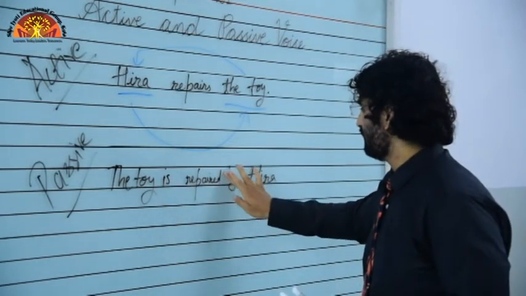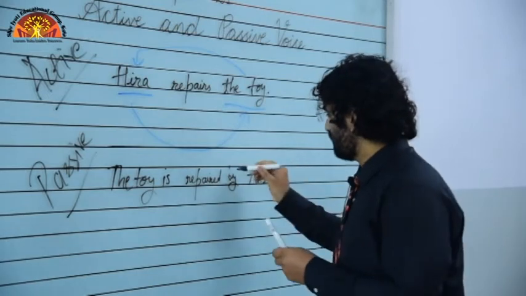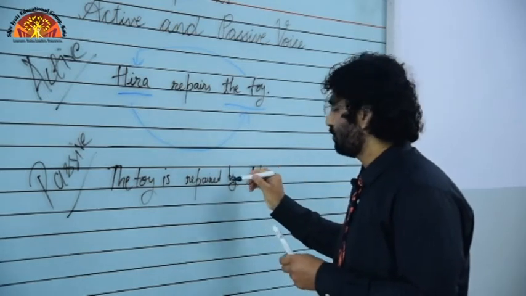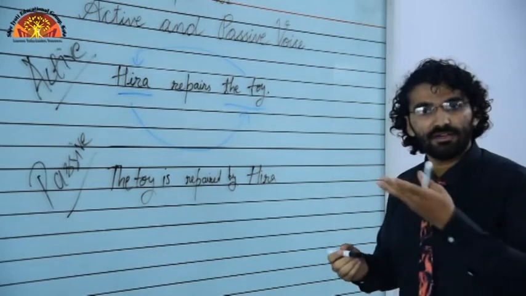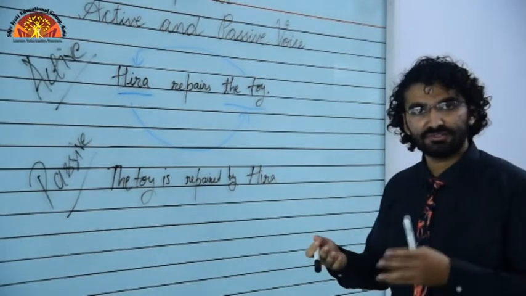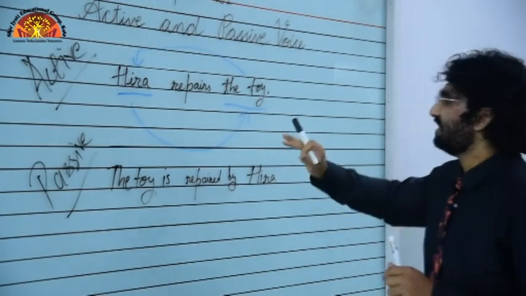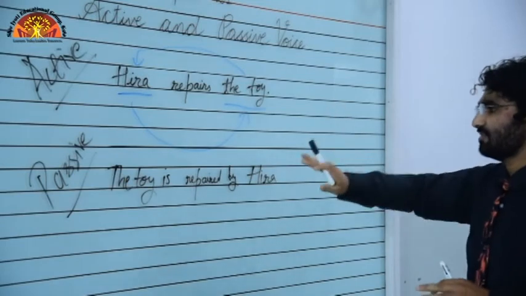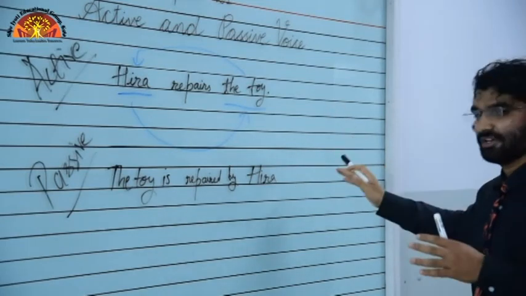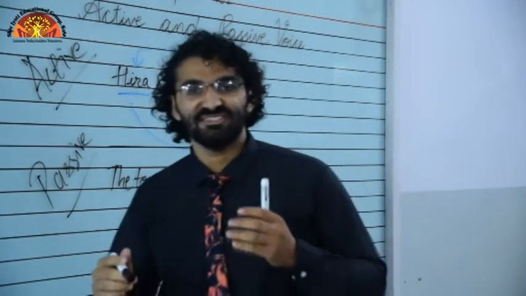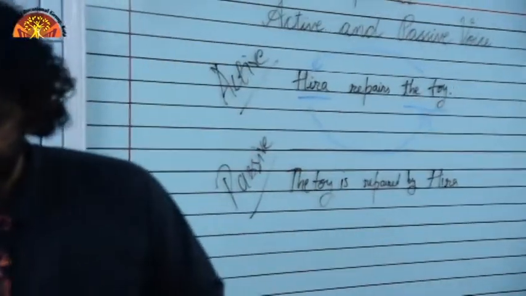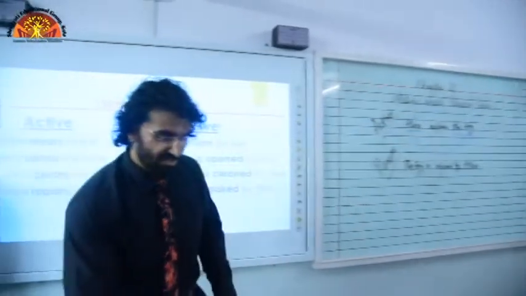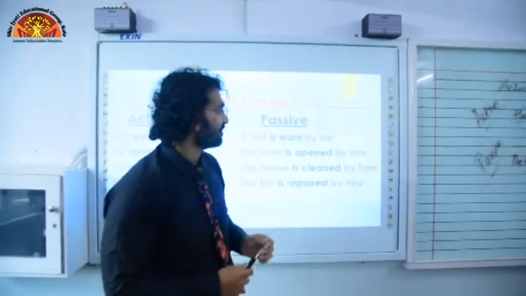Can you think of other examples on your own? Yes, you can, and I need you to practice this at your home. We have to see examples of other tenses also. This belongs to simple present. Hira repairs the toy. The toy is repaired by Hira. And worry not, for I am still here. We are going to see so many other examples to be able to better understand. It's a very important topic.